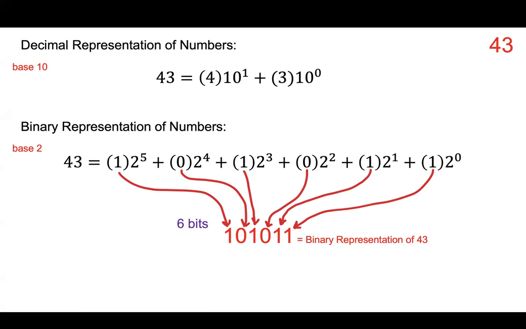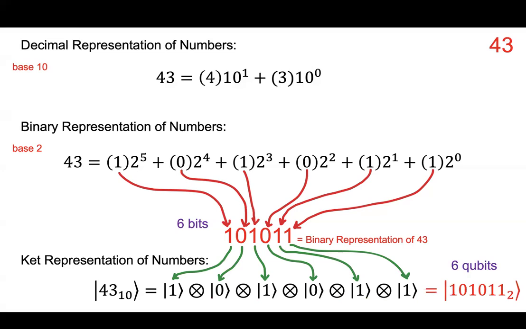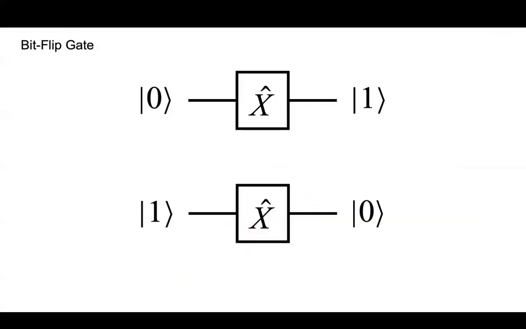To store this in a quantum computer, we need to store each bit in 1 qubit, as can be seen by this ket representation. Or without the tensor symbols, the 6-qubit state is written more compactly this way. In order to store numbers, we will need the help of the bit flip gate, which flips ket 0 into ket 1 and vice versa.